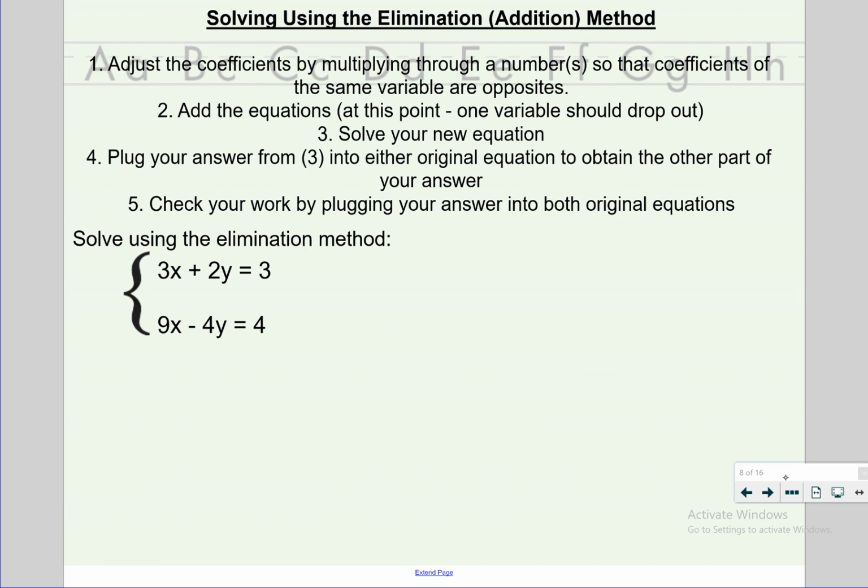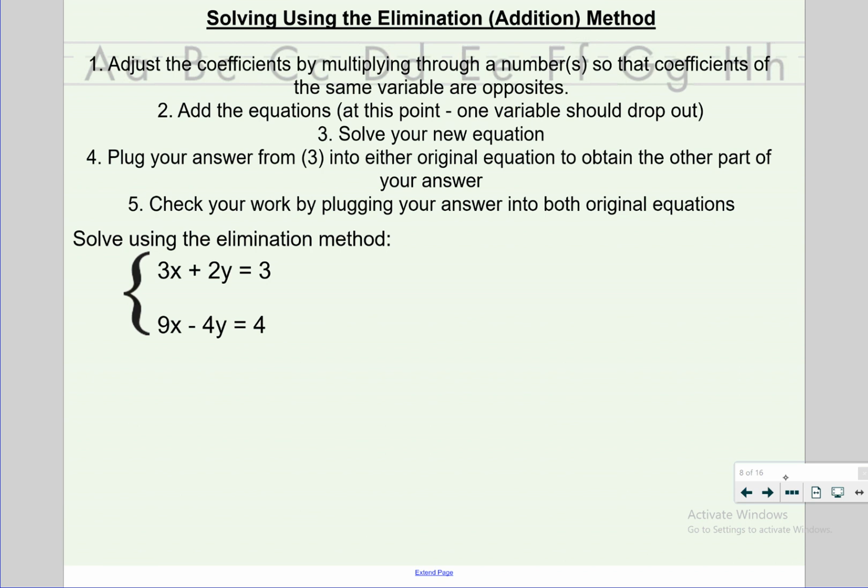In this specific problem, I could do one of two things. I could multiply the top by a negative 3 all the way through that equation, because then I have a negative 9x and a positive 9x, and I can get them to cancel. Or I could multiply the top by a 2, because then I would have a 4y and a negative 4y, and I would get my y's to cancel. So you can multiply by what you want, as long as you get opposite variables. Then we add the equations together, and a variable goes away, and it gives us our first answer.